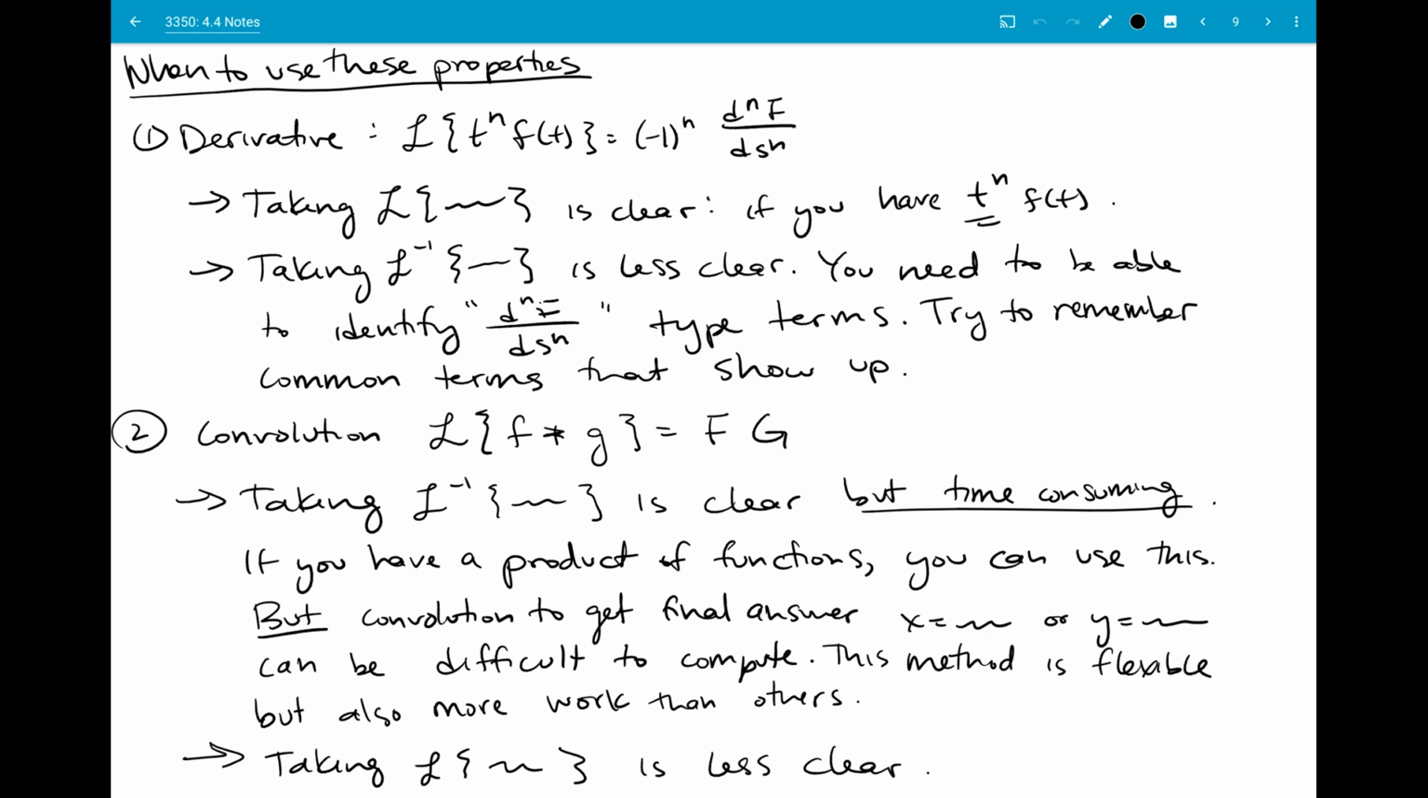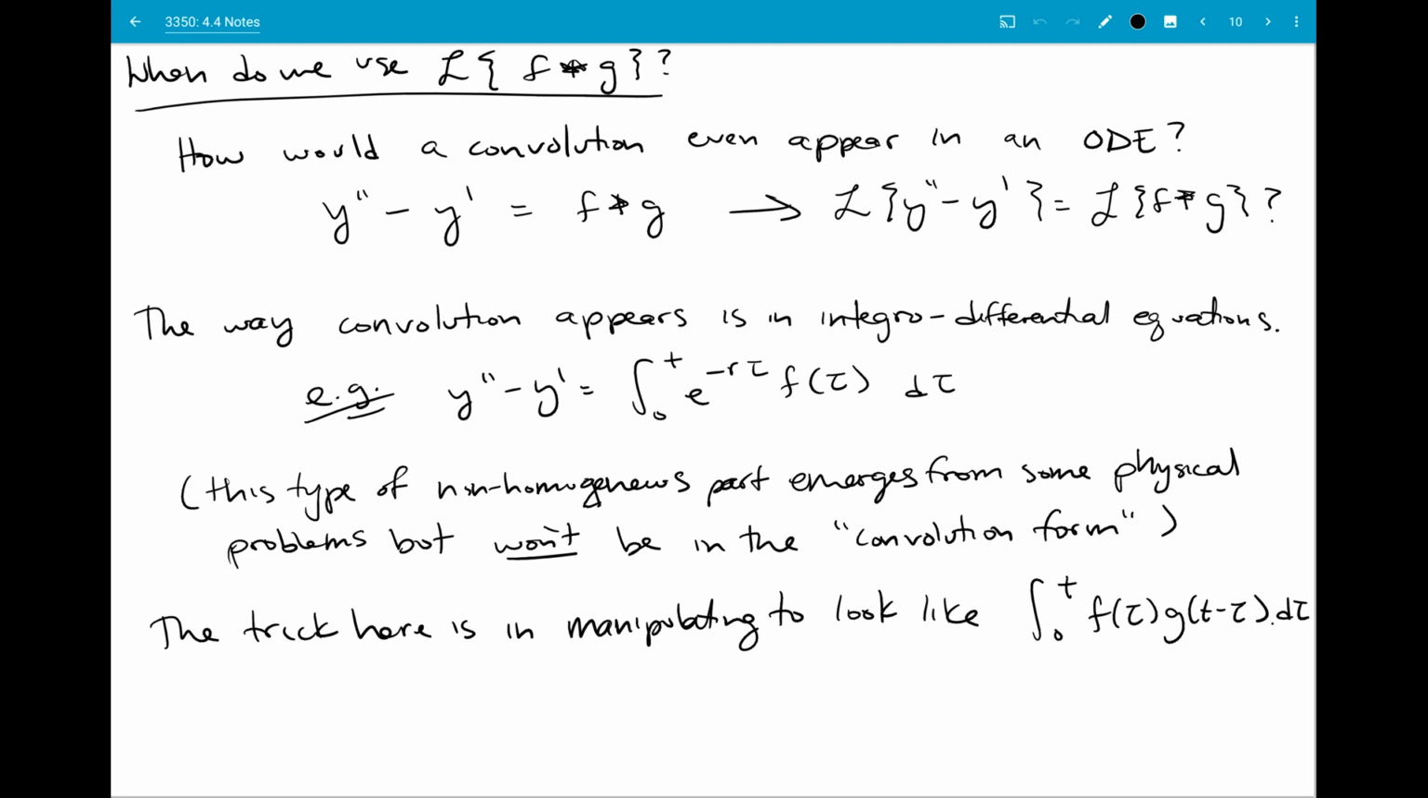properties. And I actually summarized these again in the wrap-up, so don't worry about it for right now. But if the wrap-up is too brief, go back and read this because it's important for knowing when to use those things. We talked about how f star g can show up as in something called an integral differential equation, but it's sort of like what we did with step functions and whatnot, where you do have to manipulate it so that it looks like that f of t minus tau, g of tau kind of shape.